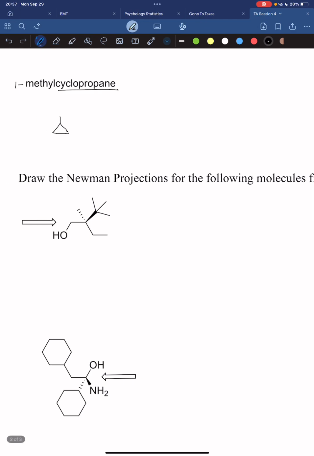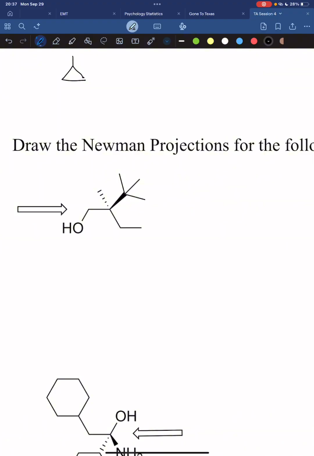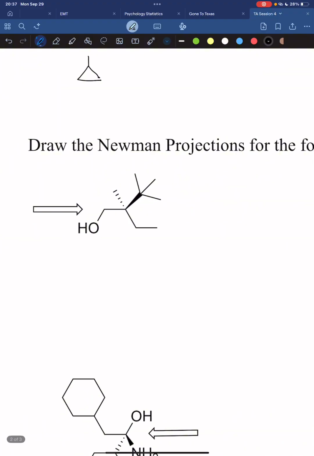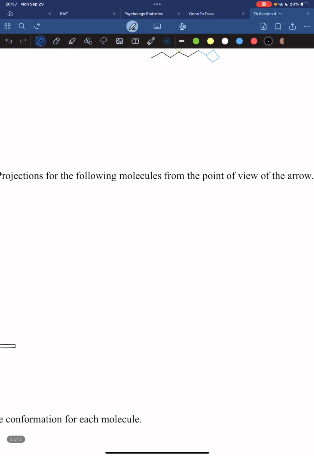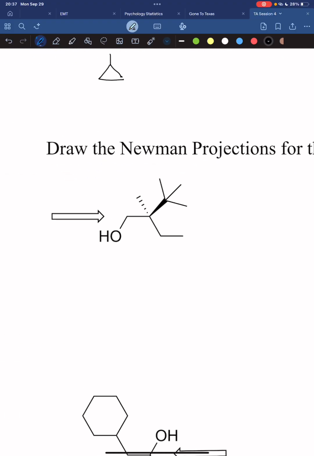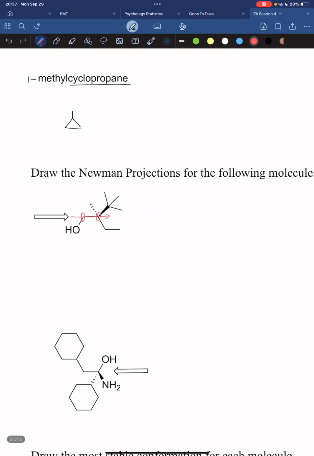All right, guys, next we're going to be doing our Newman projections. So this one is kind of where things get a little bit dizzy. But let's see. So we're going to draw the Newman projections for the following molecules from the point of view of the arrow. So we're looking down this part of the bond, right? We're looking down this way. So that means this carbon's in front and this carbon's in back. So let's go ahead and draw that.